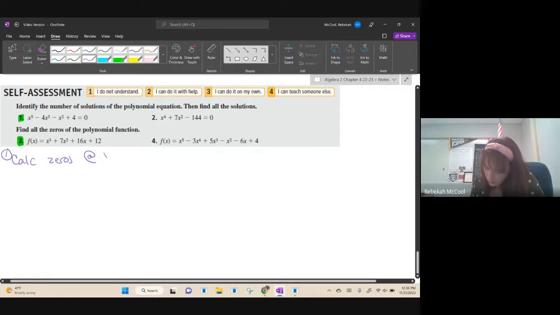So -2 first, we got 1x to the 5th, 0x to the 4th, -4x cubed, -1x squared, 0x, and then a +4. Bring down the first term, multiply to get -2, add down to get -2, multiply to get +4, add to get 0, multiply to get 0, add to get -1, multiply to get 2, add to get 2, multiply to get -4, and add to get 0.